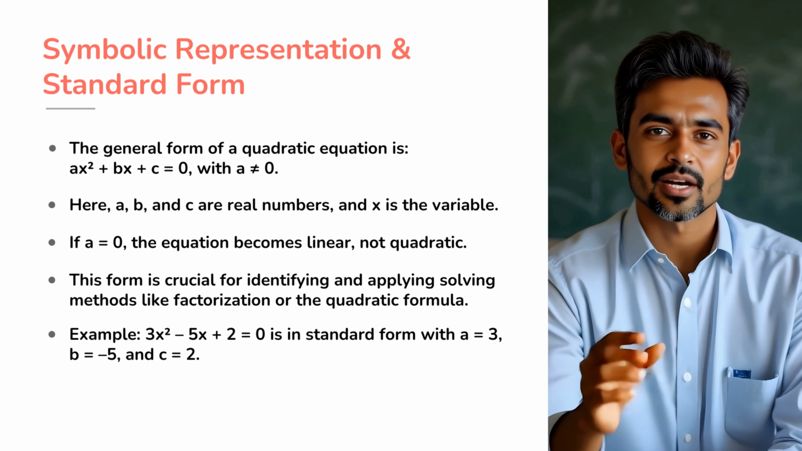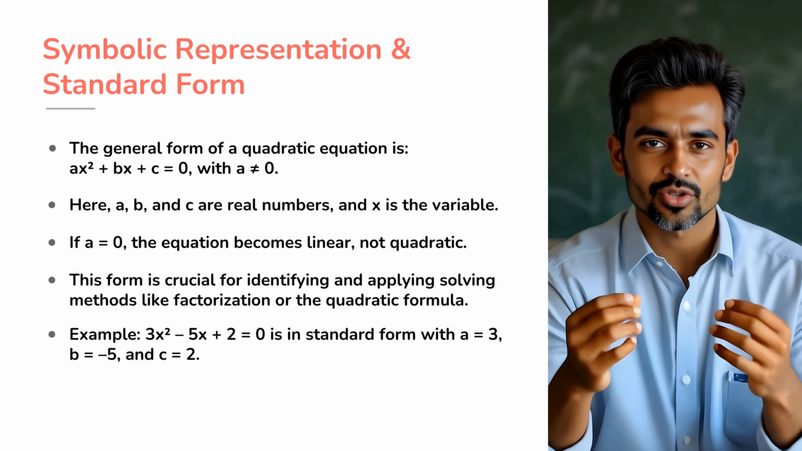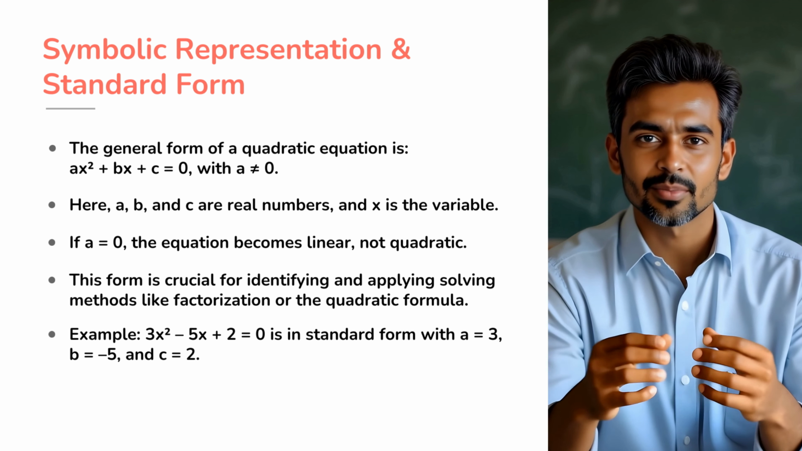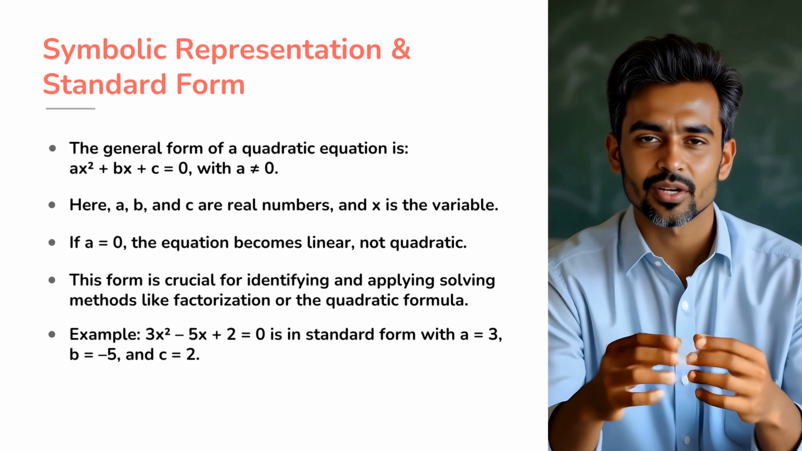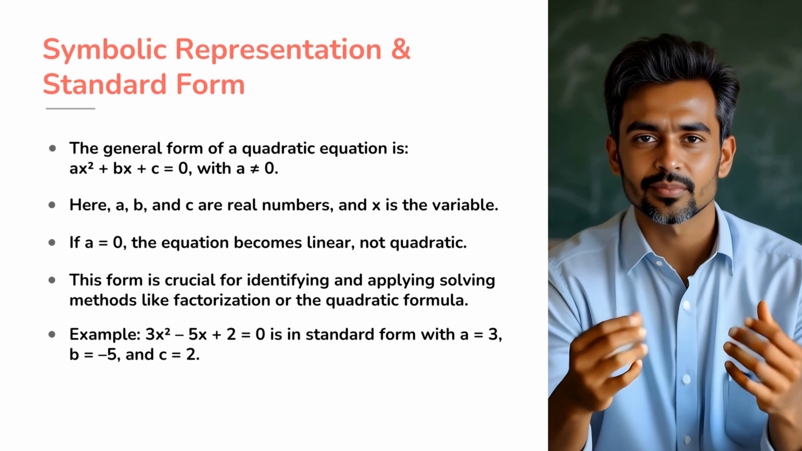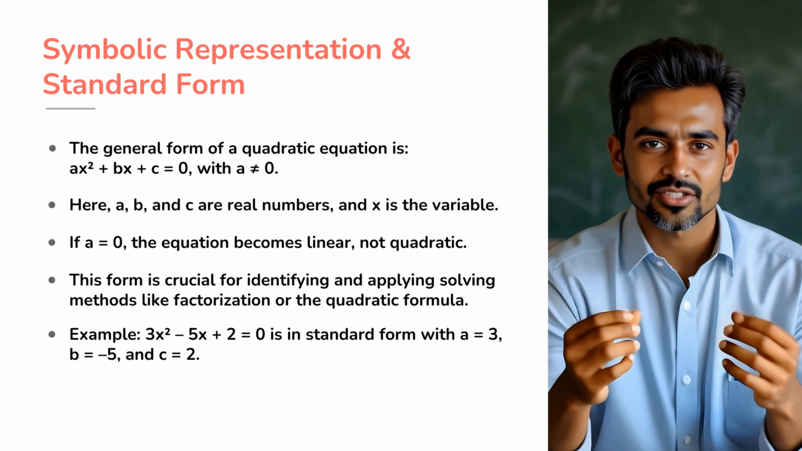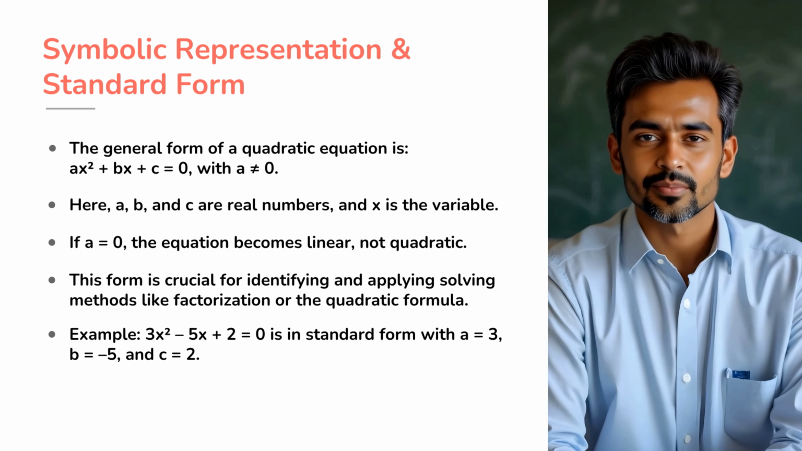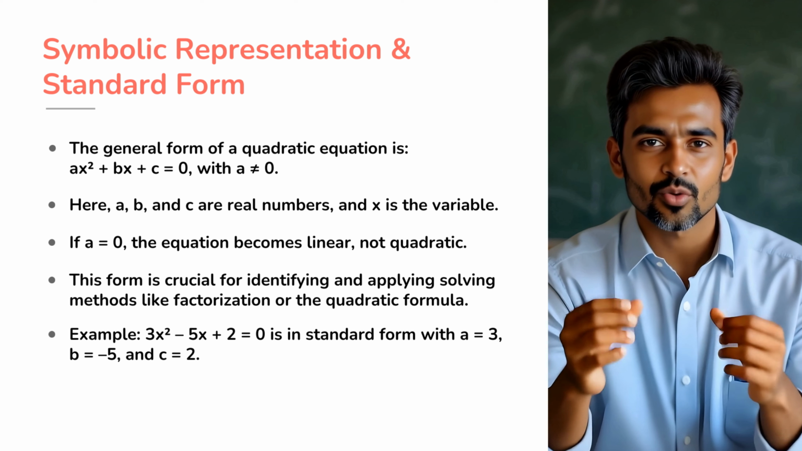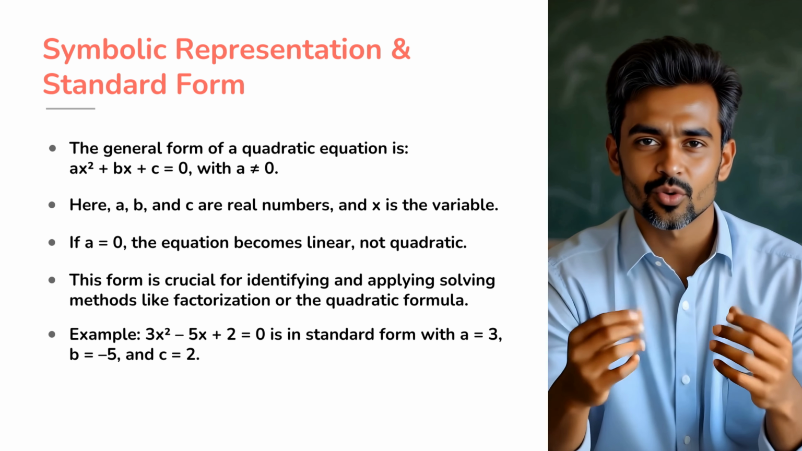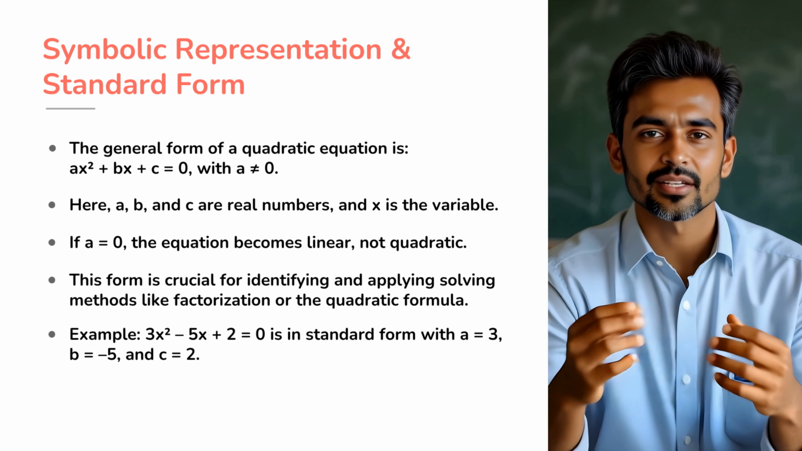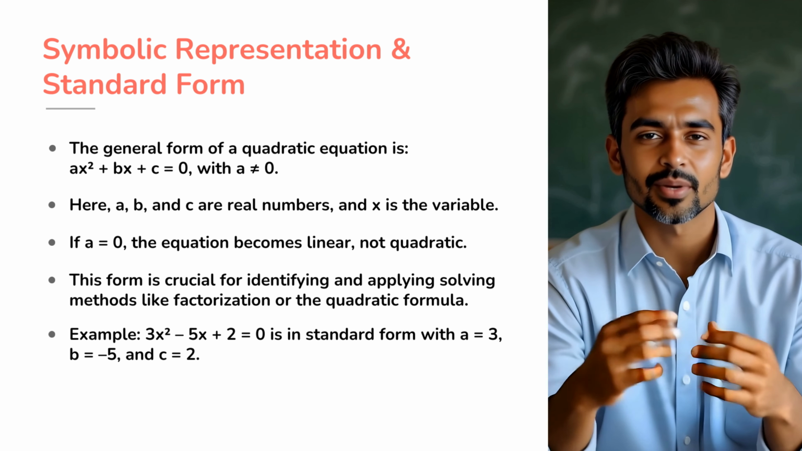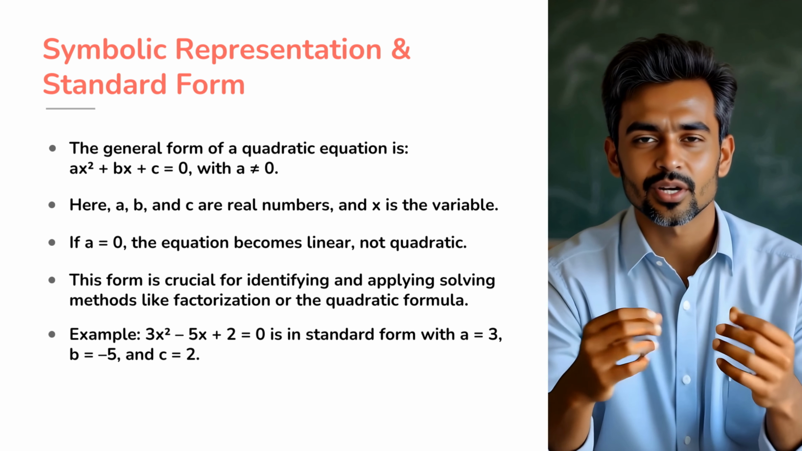Let's now consolidate our understanding with the general form of a quadratic equation. The standard form is ax squared plus bx plus c equals 0, where a is not equal to 0. Here, a is the coefficient of x squared, b is the coefficient of x, and c is the constant term. If a is 0, then the equation becomes linear and no longer quadratic. Understanding this structure helps us choose the right solving method: factorization, completing the square, or the quadratic formula.